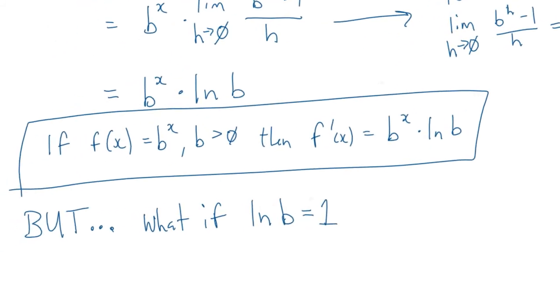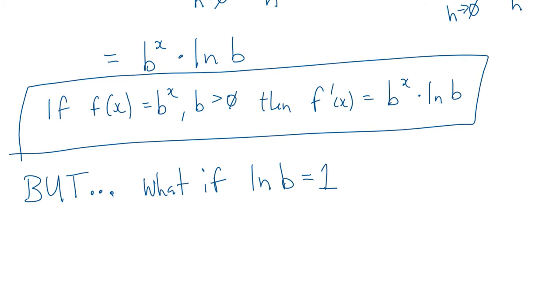So what if ln of b was 1? Well, why am I saying this? Because if the ln of b was 1, this part would go away. Well, what does it mean for the ln of b to be 1? This is log base e. Base stays the same when the base is e.